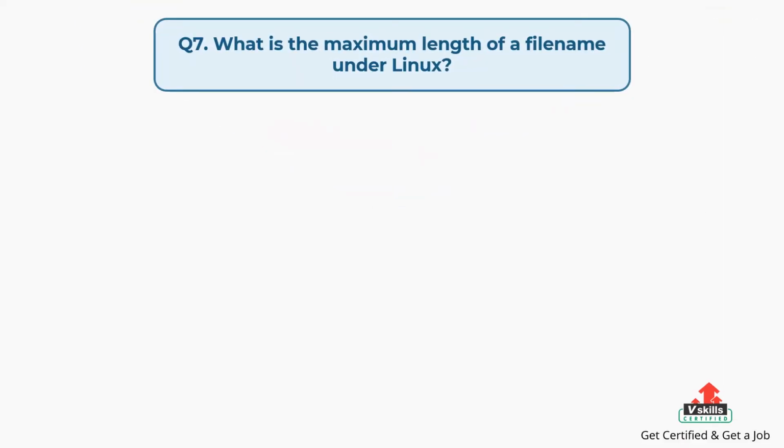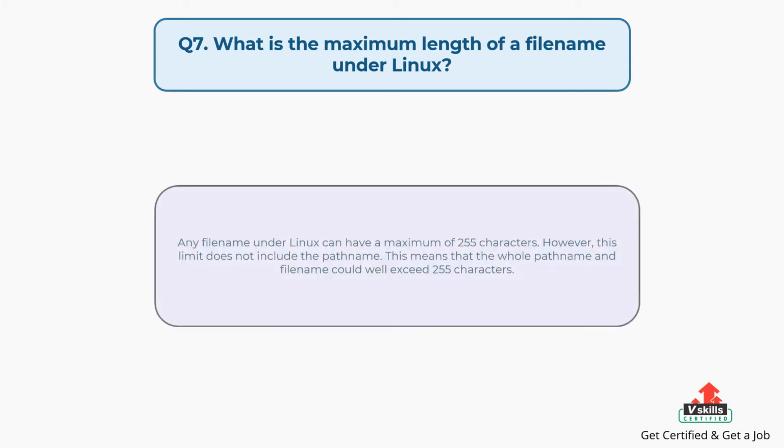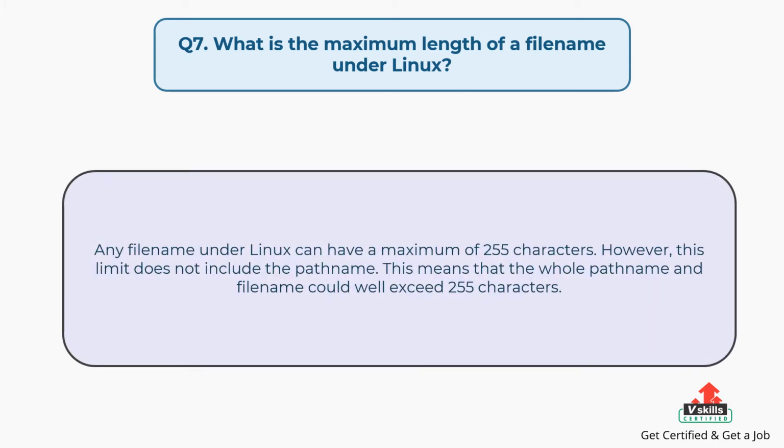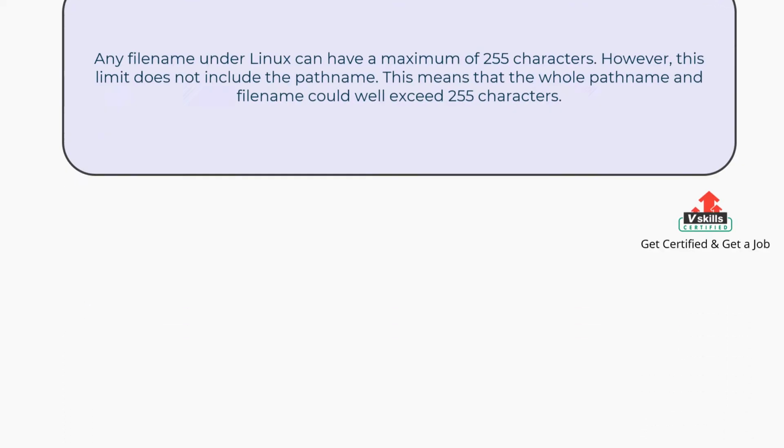Question number 7. What is the maximum length of a file name under Linux? The answer is any file name under Linux can have a maximum of 255 characters. However, this limit does not include the path name. This means that the whole path name and file name could well exceed 255 characters.